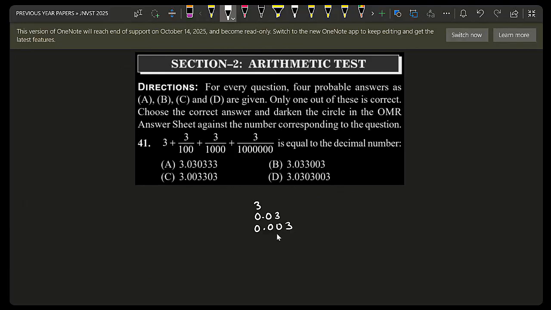3 by 1 followed by 6 zeros. We want 6 decimal places: 1, 2, 3, 4, 5, 6. Now we want to add all of them. 3, 0.03, 0.003, 0.000003. The sum is 3.033003. So which option is correct? Option B is correct.